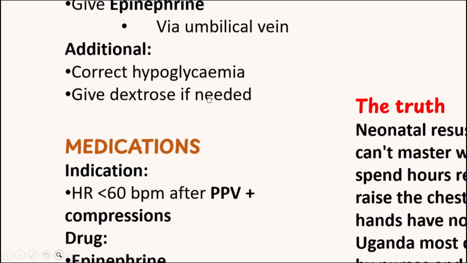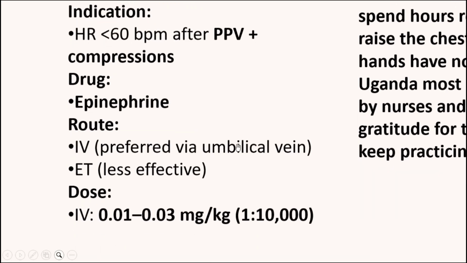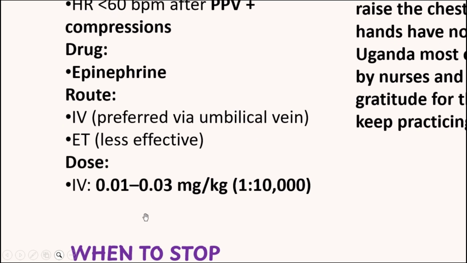So when you look at the medications, the indication is if the heart rate is less than 60 beats per minute after doing positive pressure ventilation and compression, then you want to start the epinephrine, and you're going to give it IV. Sometimes it can be given through the endotracheal tube, but IV is preferred, and you want to use the umbilical vein because it's right there. It's easier to use. The dose is going to be 0.01 to 0.03 milligrams per kg.